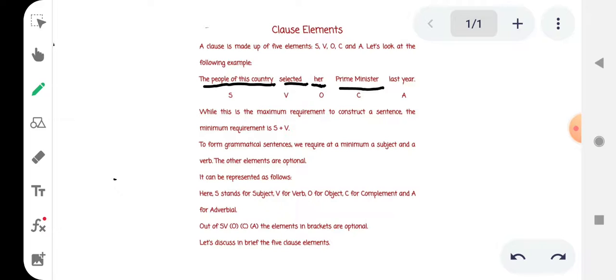Okay. Now, in the next lecture, we will discuss these 5 clause elements in detail, one by one. So far, you study these things, and repeat them again, so that you become completely aware of them.